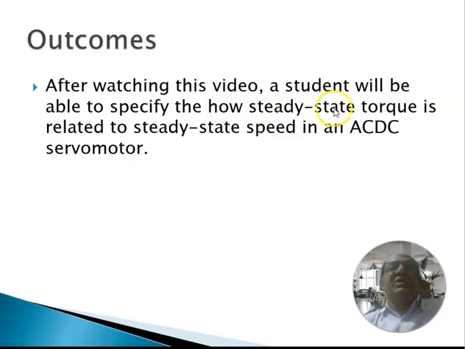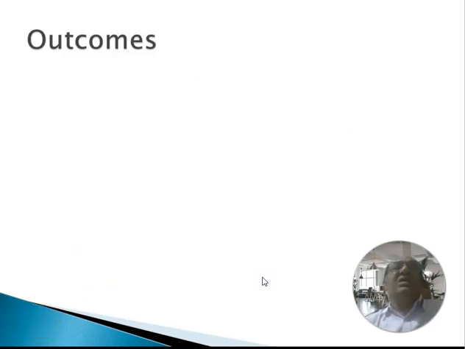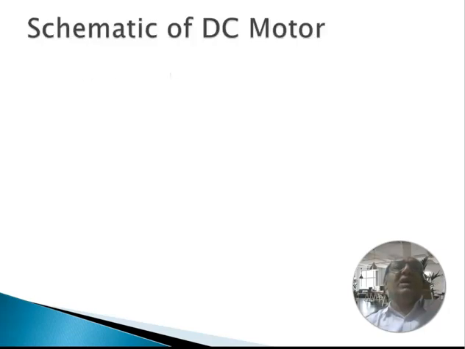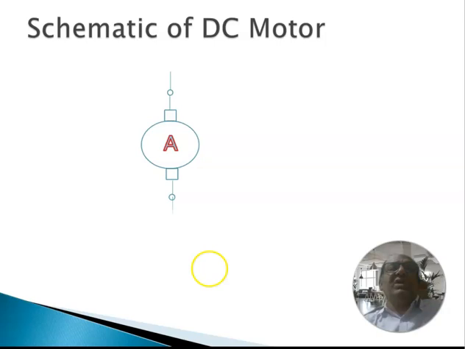After watching this video, you'll be able to specify how the steady state torque is related to the steady state speed in an armature controlled DC servo motor. We'll do that, of course, under a couple of reasonable assumptions. To do that, we'll begin by looking at the schematic of the DC servo motor.